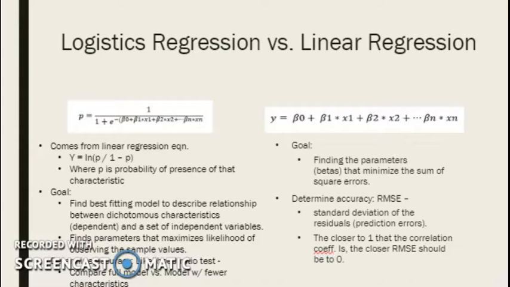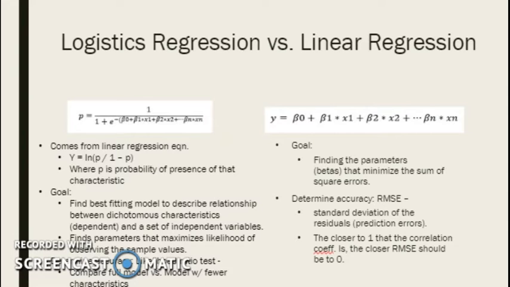Hi, this is Joey Gugliardi, and I'm going to be talking about the difference between the logistic regression and linear regression mathematical formulation. So for the linear regression, we have y equals b0 plus b1 times x1 plus b2 times x2 plus as many betas and x's as we want.